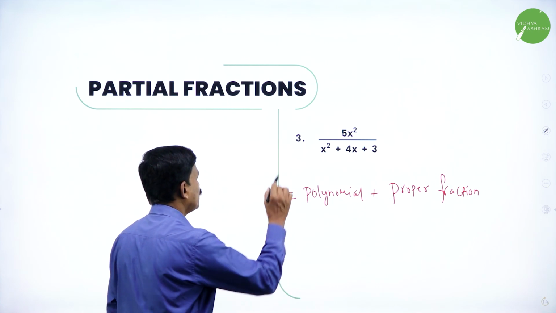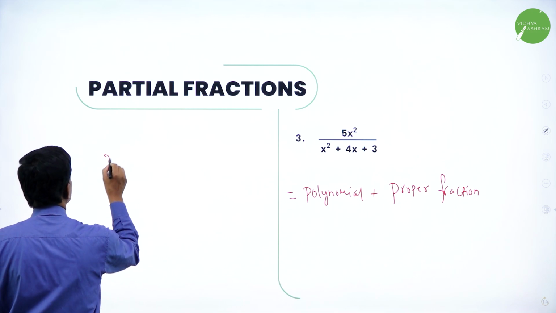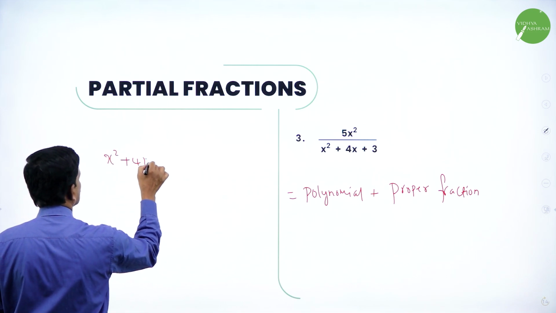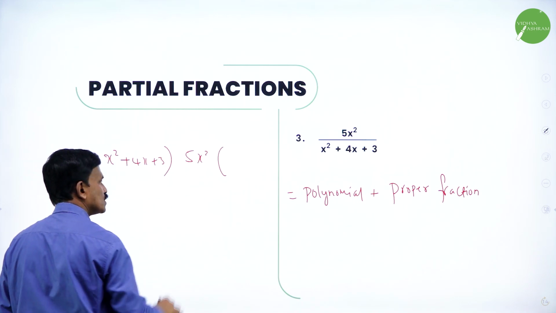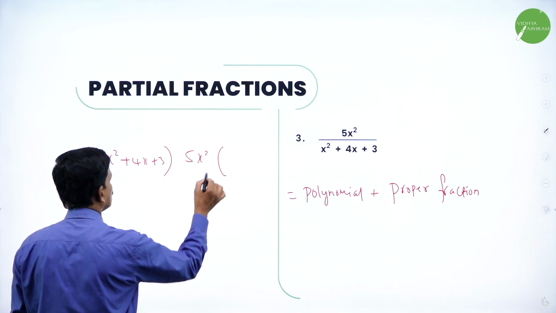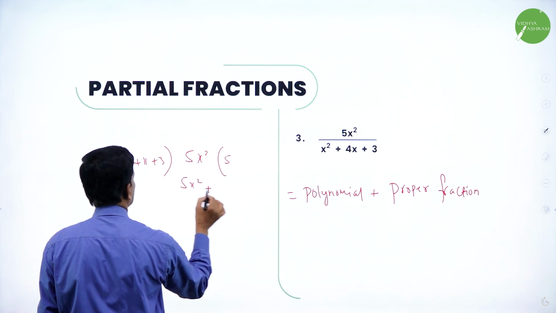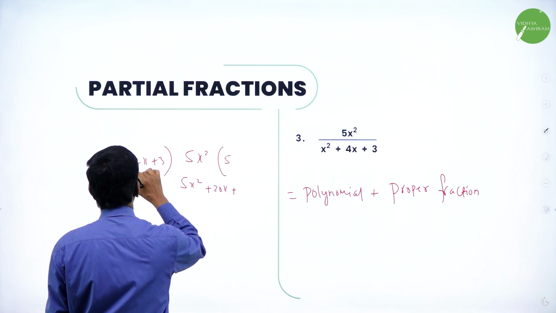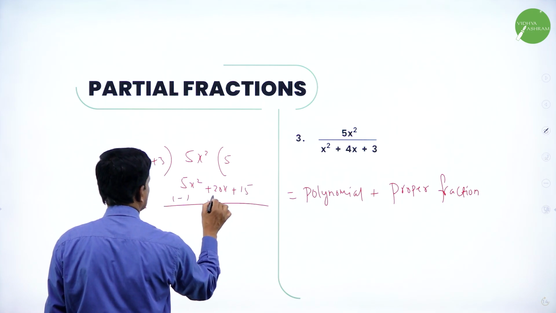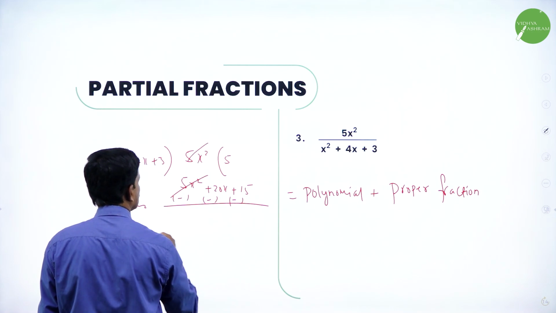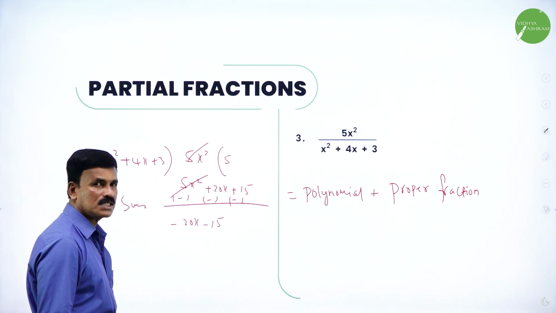Now very simple. Divide 5x square by x square plus 4x plus 3. So this 5x square is divisible by this. Now since here it is 5, we have x square, multiply by 5, that's all. 5 into x square is 5x square, plus 5 4s are 20x, plus 5 3s are 15. Subtract. This is minus, minus and minus. These two get cancelled. What we have? Minus 20x minus 15.